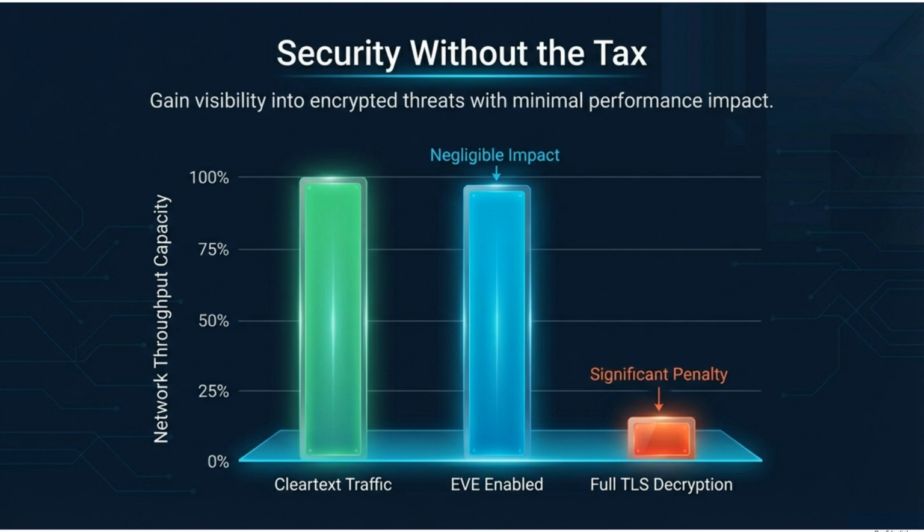The result is security without the tax. EVE allows you to gain deep visibility into encrypted threats with minimal performance impact. Unlike full TLS decryption, which causes a significant penalty and drops network throughput capacity drastically, running clear text traffic or having EVE enabled keeps your capacity at a negligible impact, running right near 100%.